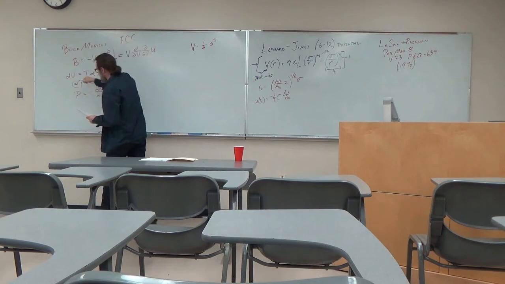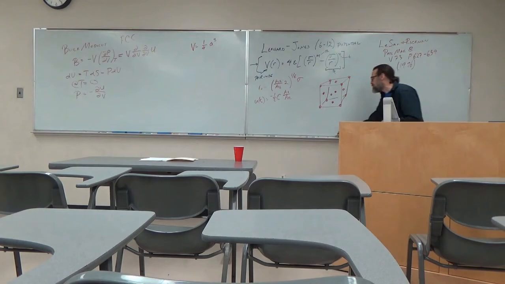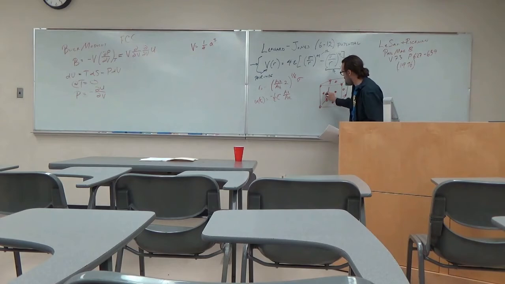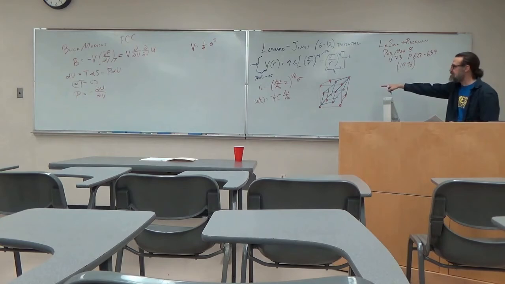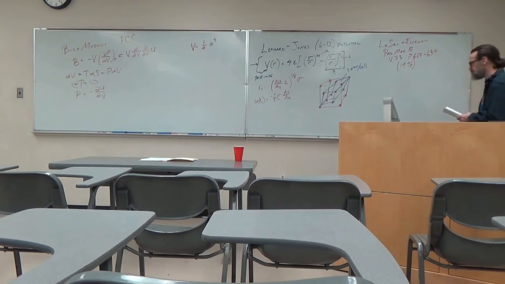If you're dealing with an FCC unit cell, you've got atoms on the corners, atoms on the faces, but this is not the primitive unit cell. The primitive unit cell is determined from the rhombohedral interior. So the primitive unit cell has one atom. So the primitive unit cell is 1/4 the volume of the cubic unit cell.